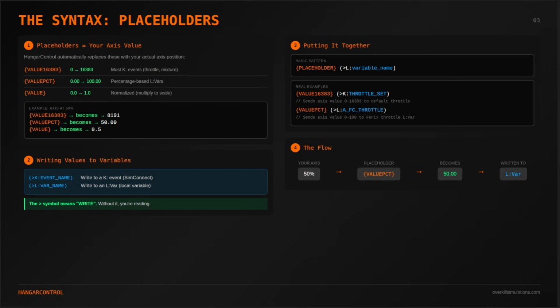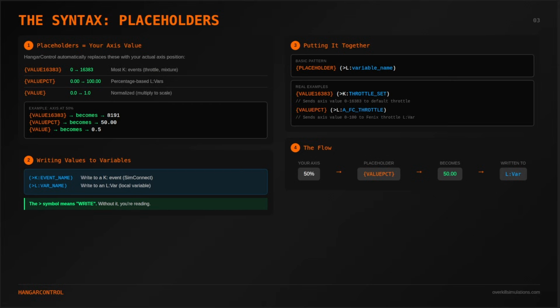Value becomes 0.5. Okay? So, to write a value to a variable, you use parenthesis with a greater than sign. As you can see in our example here, we have our K event with a name that writes to a K event. Then inside the parentheses, we have an LVAR with the name that writes to an LVAR. So first we're telling it where we want it to go. The greater than sign is the key. It means write. Without it, you're reading.